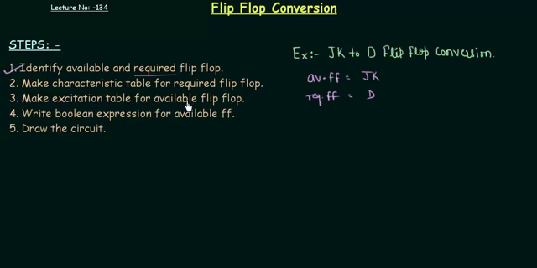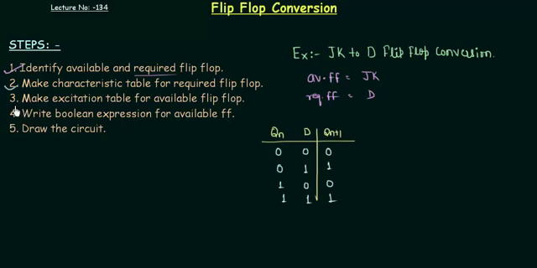So the characteristic table for the required flip-flop, it means for D flip-flop we have to make, and the inputs to the characteristic table are Qn and D. I don't know if you remember or not, but I remember that the output Qn plus 1 is same as D. So this is a simple characteristic table for us. Let's make it: 0 1 1 0 1 1. Now Qn plus 1 is same as D, so it is 0 1 0 1. So our second step is now over.